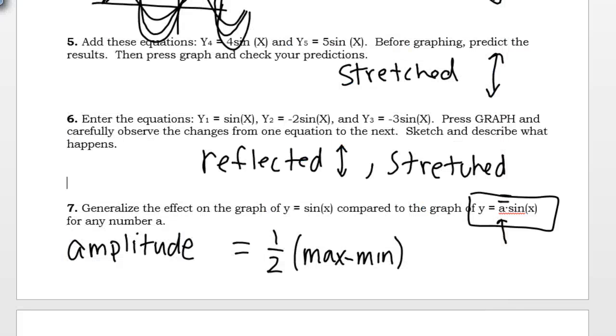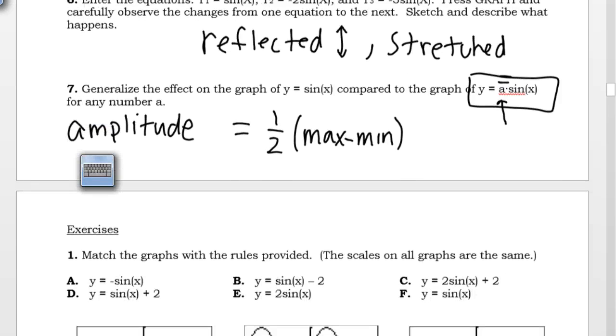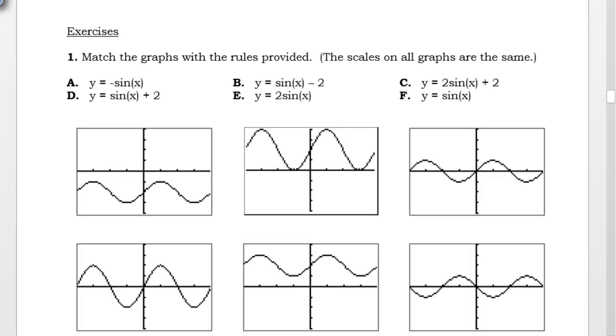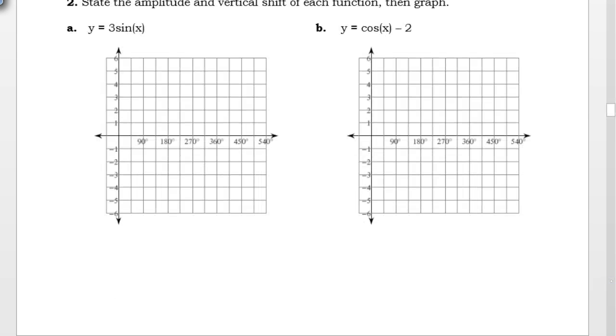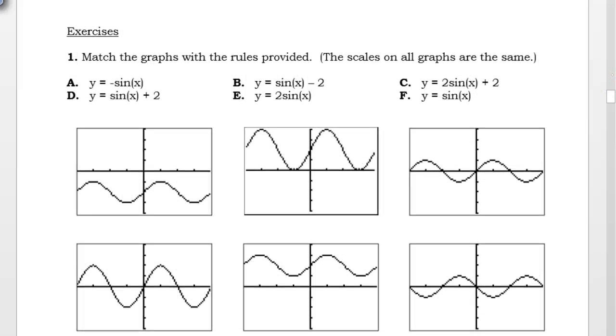If you have access to a graphing calculator, it makes this really easy because you can kind of guess and check as you go along. But on the exercises, remember, look for your horizontal center. That's going to give you your vertical shift. See how far it is, halfway from the top to the bottom. That's your amplitude. This first question here is just matching. And then we have some graphing, and then a couple where you write the equation for the graph that you see. Please let me know if you have any questions, but that is it for the notes.